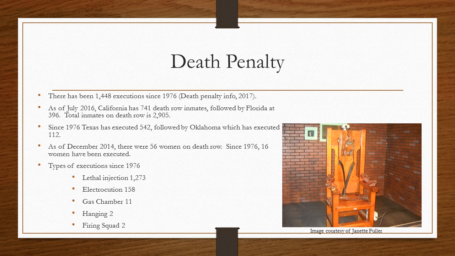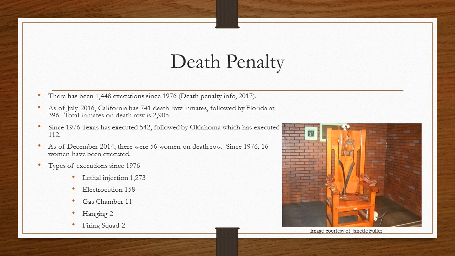The death penalty is a punishment given by a court of law. Some offenses that are punished by death include murder, treason, terrorism, espionage, attempting to kill a witness, and rape of a child under 13. There have been 1,448 executions since 1976. As of July 2016, California has 741 death row inmates, followed by Florida at 396. The total inmates on death row is 2,905. Since 1976, Texas has executed 540, followed by Oklahoma, which has executed 112.